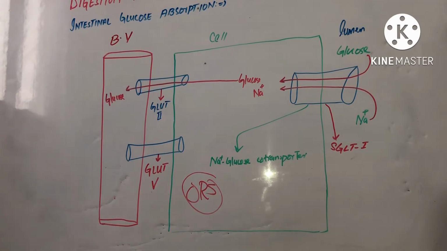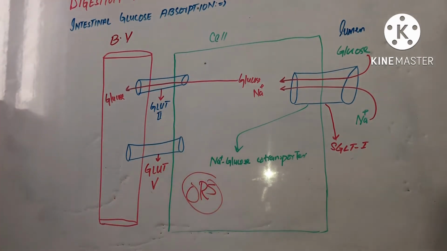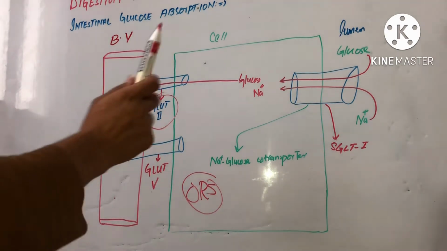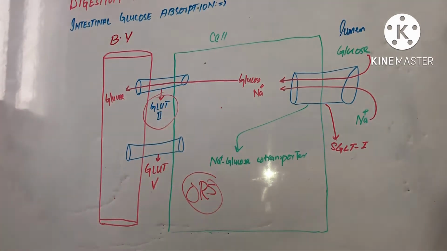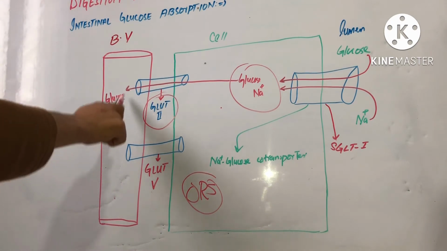So glucose enters the cell. Now it moves to the blood vessel. From the blood vessels side we have an important transporter, called GLUT2. This is a transporter that brings glucose from the cells to the blood vessels. GLUT2 is a carrier protein, so it does its job by facilitated diffusion. This glucose is diffused into the blood vessels.